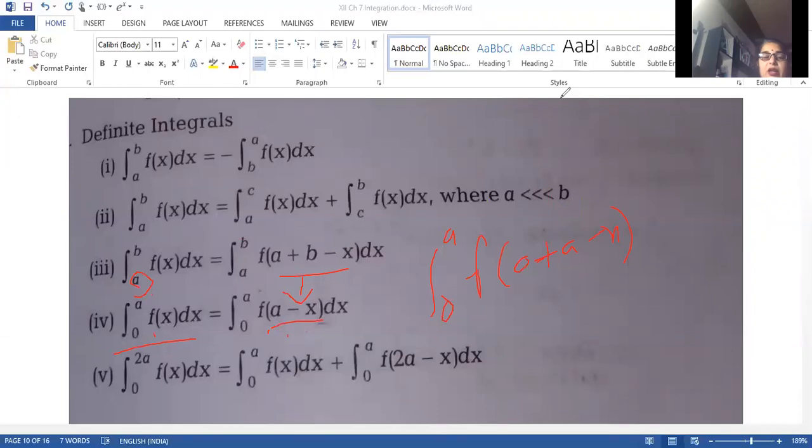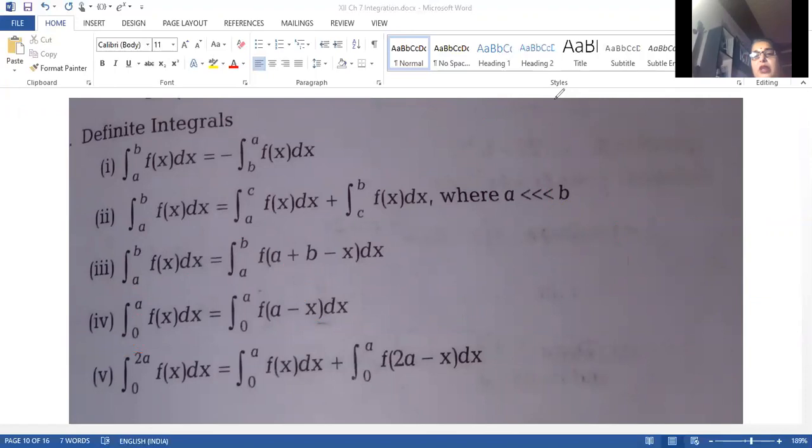This means a lower limit. I didn't tell you earlier: here we have a to b. This is called the lower limit, and this is called the upper limit. So the same property extension is there. Here we have the lower limit as 0. So whenever the lower limit is 0, this part will be 0, and instead of b we have a, so a minus x comes. Clear? So the next property is the same.